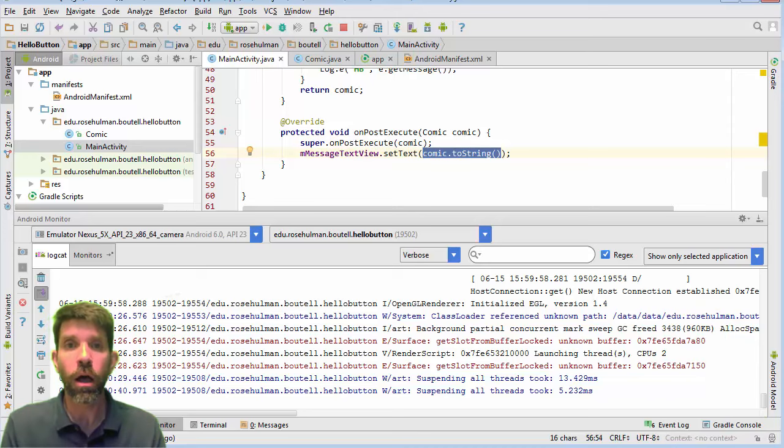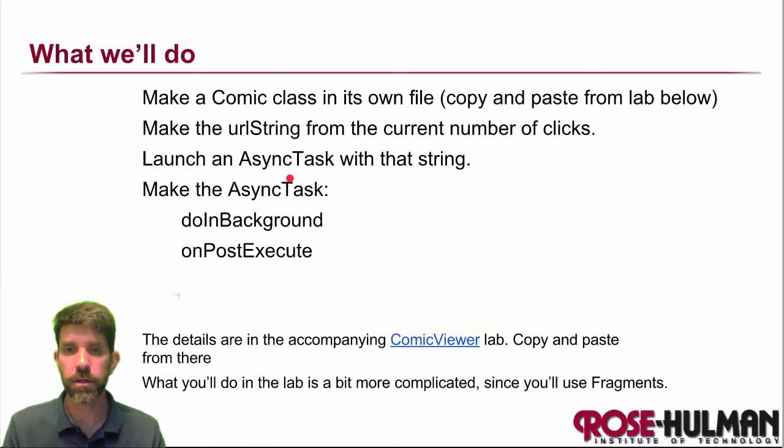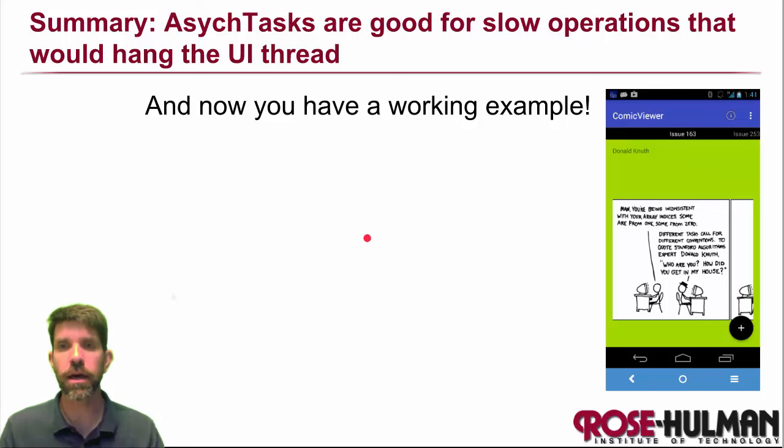Okay. All right. So back to the slides here just to finish up. So we did that. And again, parting comments. Async tasks are really good for things that would hang your UI thread that are too slow to just do on there. Network tasks like we're doing in this lab are a perfect example of something that meets that requirement, right? And now hopefully if you've been coding along here, you have a working example.